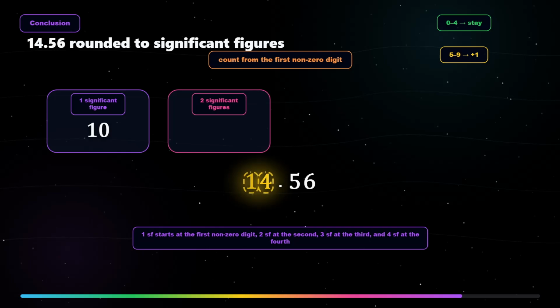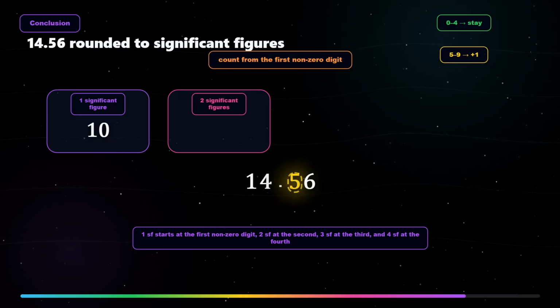To two significant figures, the first significant digit is 1. The second significant digit is 4. The next digit is 5. 5 is 5 or more, so the 4 goes up to 5. 14.56 rounded to two significant figures is 15.